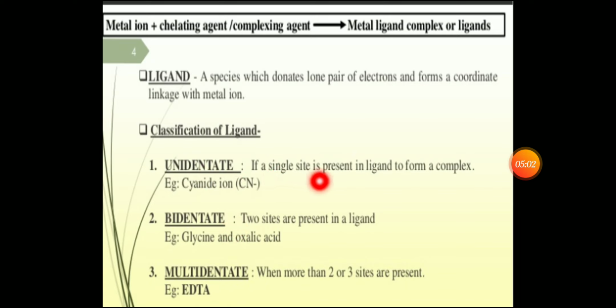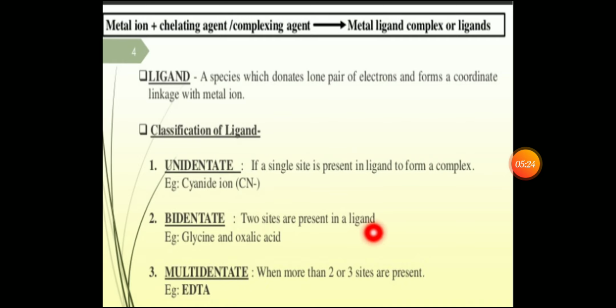Unidentate: if a single site is present in a ligand to form the complex. Okay, जैसे कि हमने देखा it's donating the lone pair of electrons, so there is only a single site for donating the lone pair of electrons, and it is called unidentate. An example is the cyanide ion. Cyanide ion is the example of unidentate.